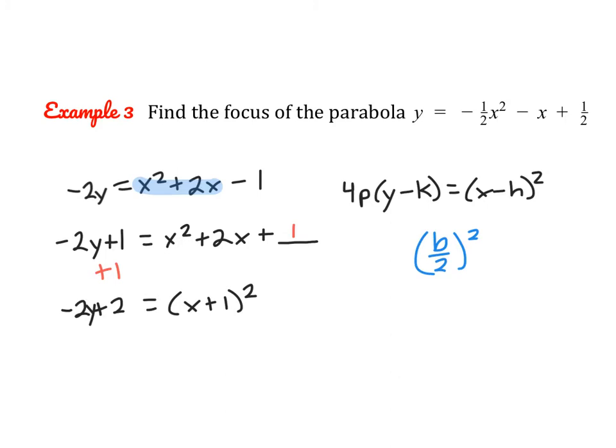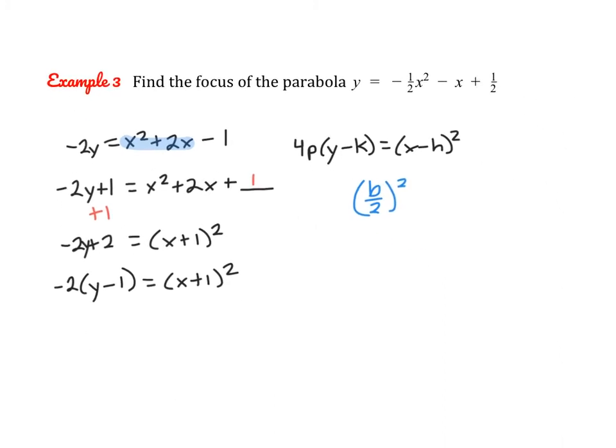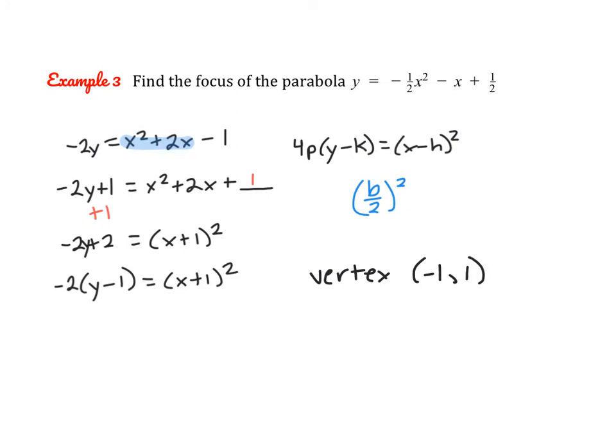This is almost in standard form, but we still need to create this side of our equation. So I'm going to factor out negative 2, and we're left with y minus 1 equals x plus 1 squared. So now we have enough information to allow us to find the focus. So first we are going to want to start at the vertex, which I can see is negative 1, 1. And then we need to find that p-value.